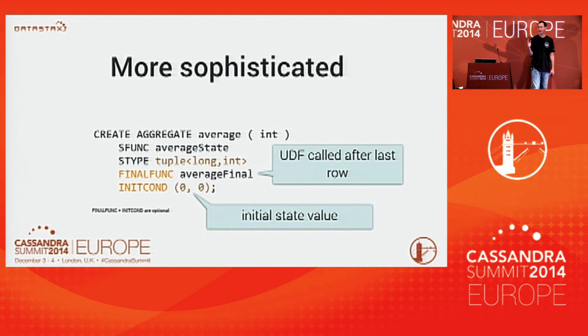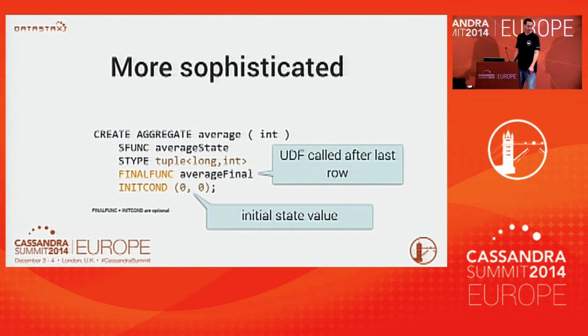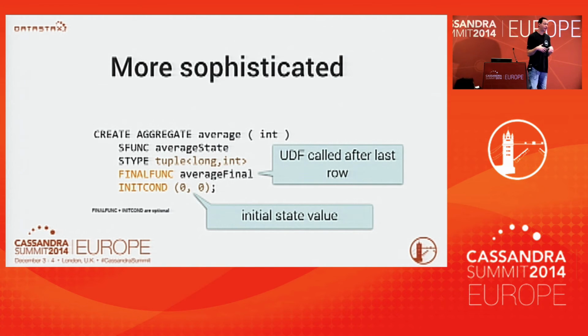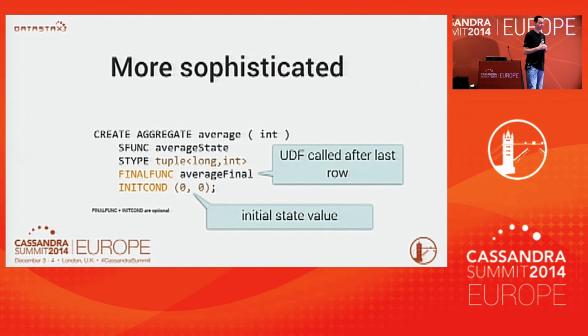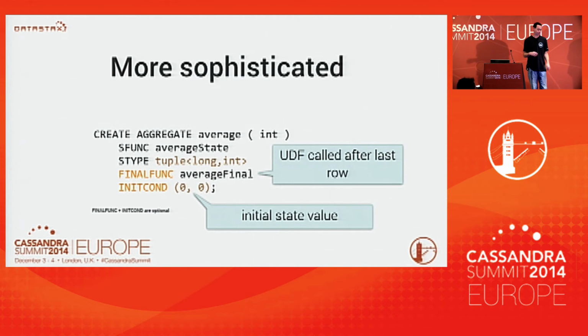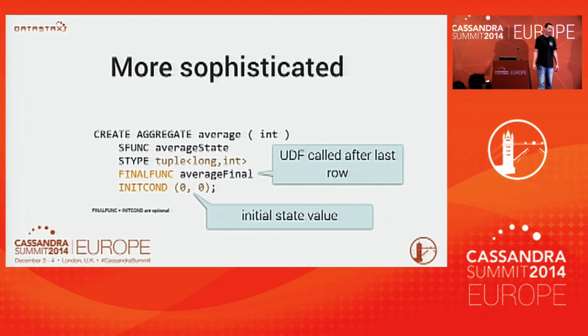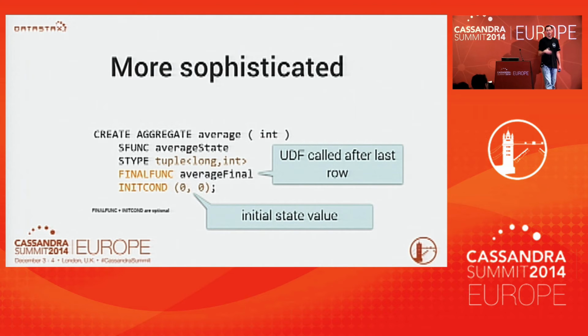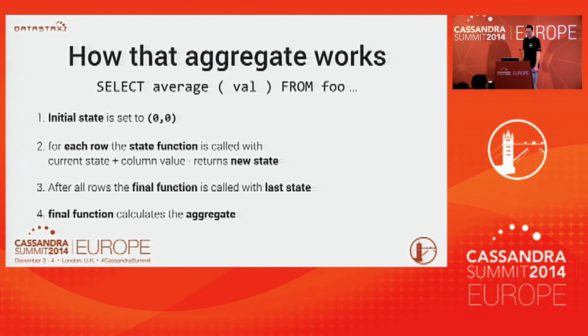You know what tuple types are? Okay. Tuple types, as you can see in the syntax, are just a sequence of some data types. It's frozen in 2.1. So the initial state would be 0 and 0, and the state function, which is called for every row, is the average state. It's the state of the tuple, and the final function would return the average. Yeah, that's basically it.